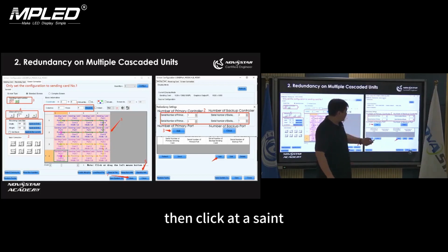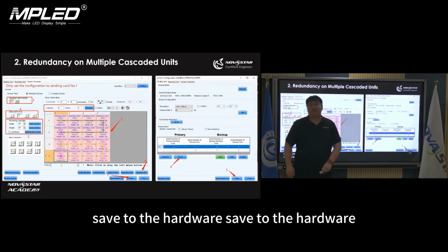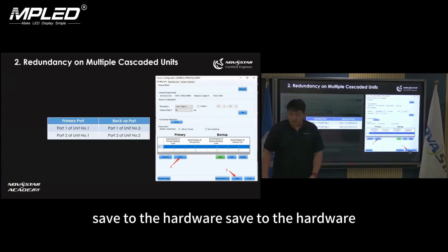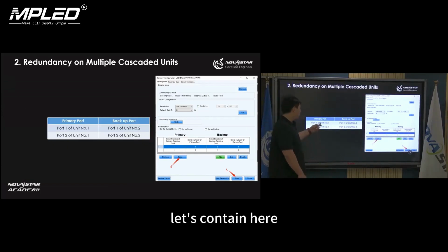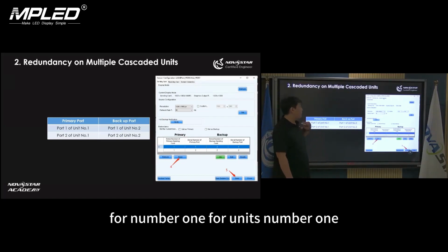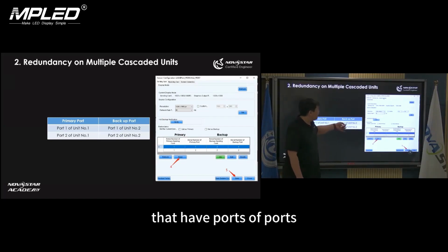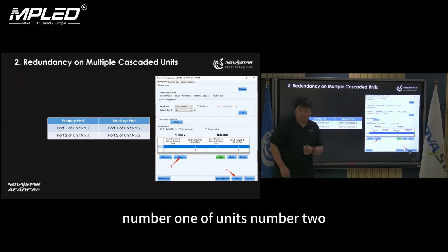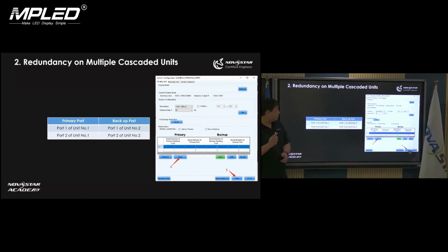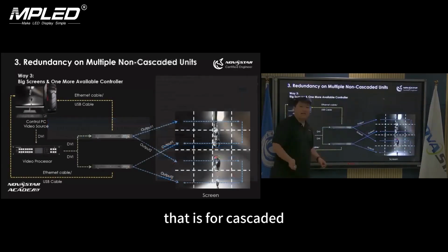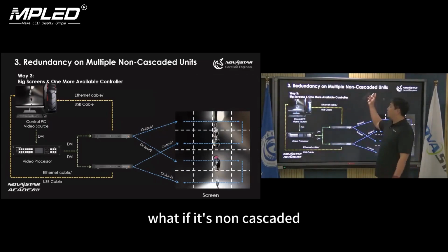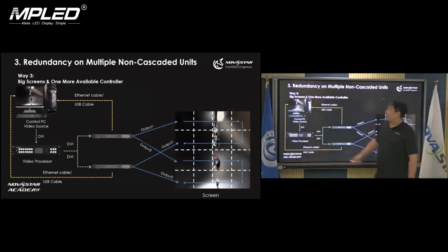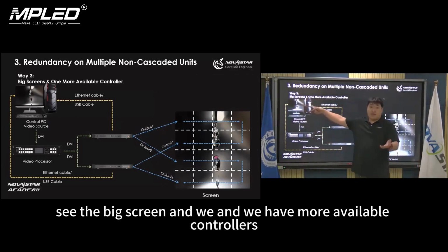Okay. Then click add and save to the hardware. Yeah, the same thing here. The port number 1 for unit number 1, backup port of port number 1 of unit number 2. Okay, that is for cascaded devices. But what if it's a non-cascaded unit? So it's still the big screen, and we have more available controllers.